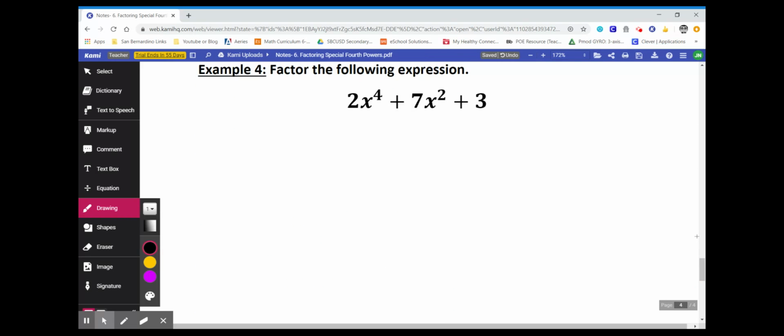This example 4 says factor the following expression. So I want to figure out what this is when I factor it out. Same thing, use substitution. I'm going to say let u equal x squared. I like using u because it's simple. It's not a variable, it's very often used. So I'm going to be replacing this. I'm going to write this as 2u squared plus 7u plus 3. Then I want to factor this out.